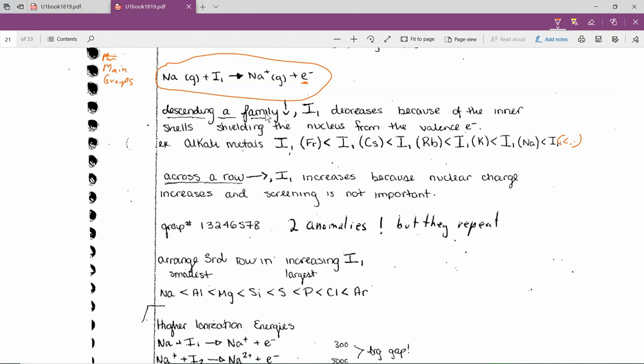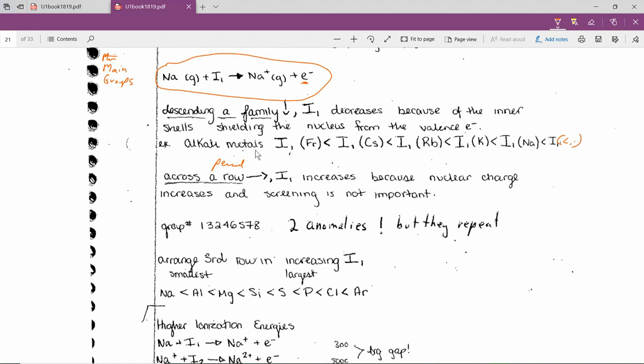So, going across a row, another name for a row is a period, of course, the first ionization energy increases because you don't have that screening, that blocking of the nuclear charge for the valence electrons. The valence electrons are on the same shell. So going across the row, it is the number of protons that dictates how hard it is to remove an electron. So going from left to right across the row, the first ionization energy increases because the nuclear charge increases and the screening is not important.